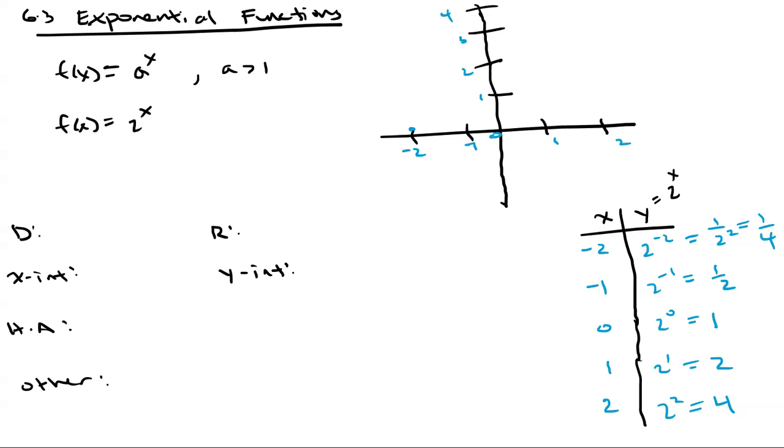-2 and 1/4 is really close to the x-axis. Then we have -1 and 1/2, so that's right here, halfway. And then we have 0, 1, which is right here. Then we have 1, 2, which is right here. And then we have 2, 4, which is up here somewhere. All right, so when we connect the dots, we're going to have something that looks like this. Again, it's just a sketch, not perfect. This is an exponential function graph.